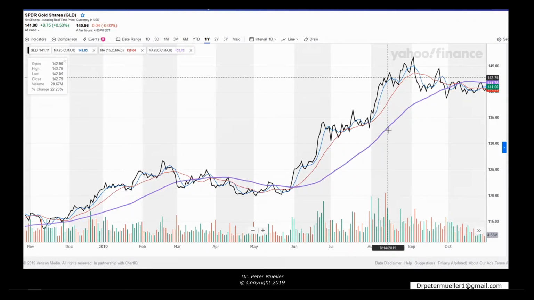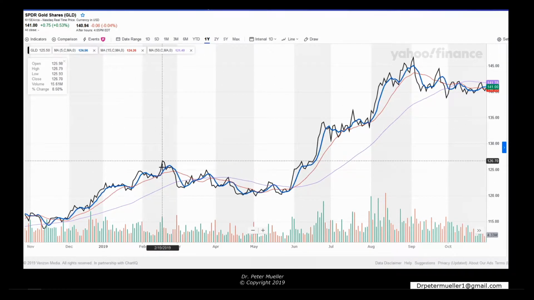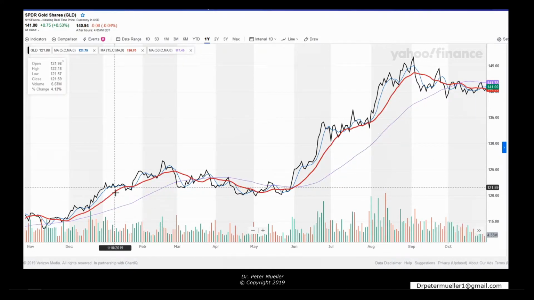So what we have to remember is the following. The fewer days we include in the moving average, the closer it will follow the actual line of the underlying security, in this case the GLD ETF. So let's keep this in our memory. Here we have the 50-day, we have the 15, and we have the 5.